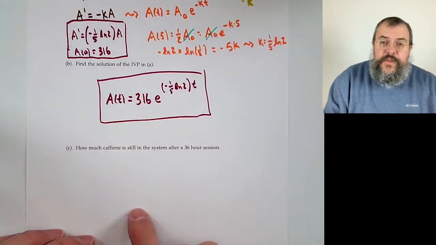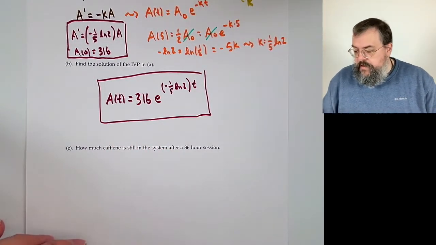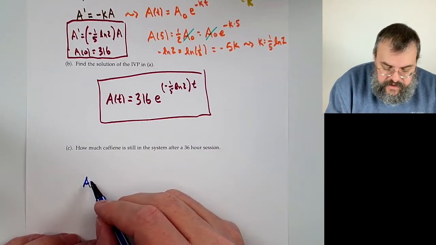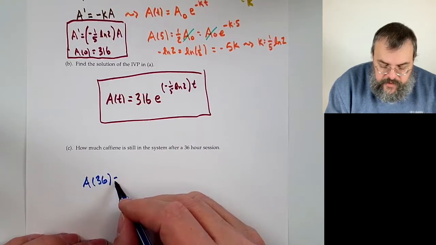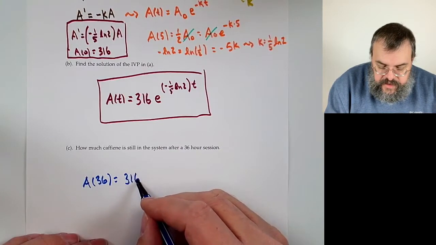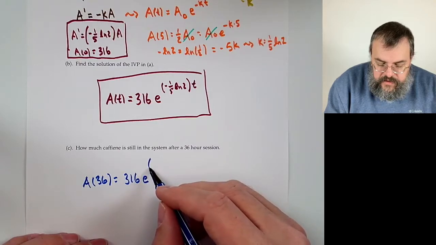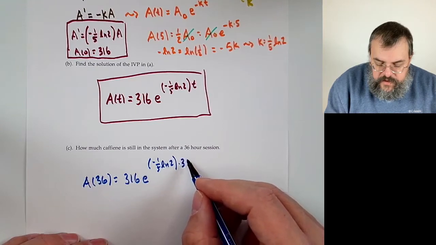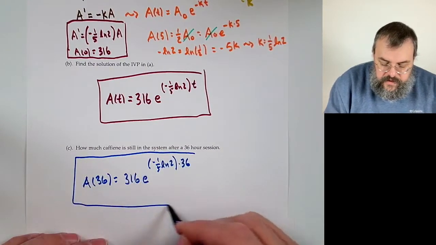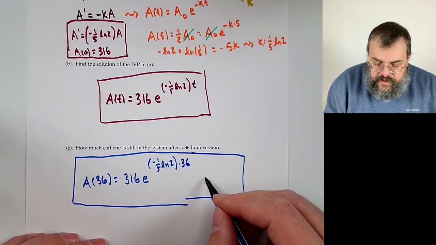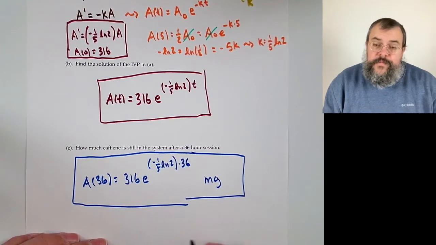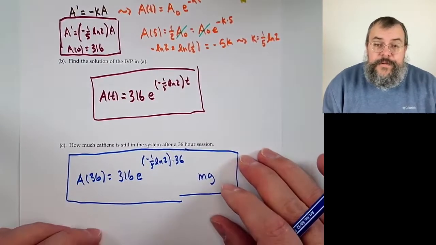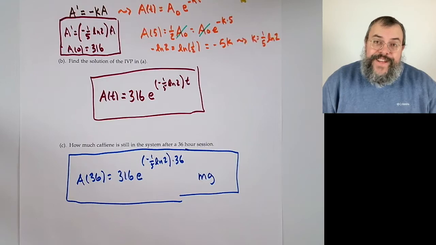All right, but the answer, how much caffeine is still in the system after a 36-hour session? You plug in 36, because that's what A of t is modeling. So A of 36 would be 316 times e to the minus 1/5 log 2 times 36. And we can even be more precise. We can say it's milligrams, because if you go back to our initial conditions, everything is being measured in milligrams. So there we go. That's it.